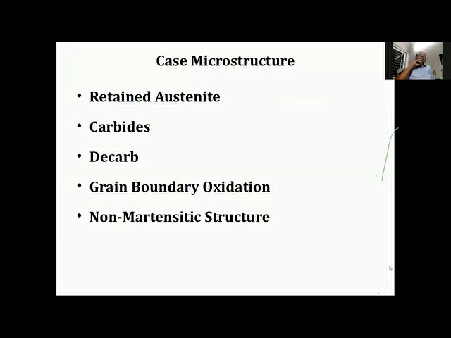Now, other structures which can appear in case microstructures are retained austenite, carbides, free carbides, decarb, grain boundary oxidation, and non-martensite structures. So we'll go one by one.